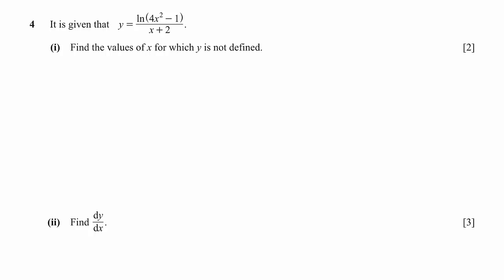It is given that y is the natural log of (4x squared take away 1) over (x plus 2). We want to find the values of x for which y is not defined. Now, an obvious one straight away, we're not ever allowed to divide by 0. So x equals -2, and I'll put an explanation there, would make the denominator 0.